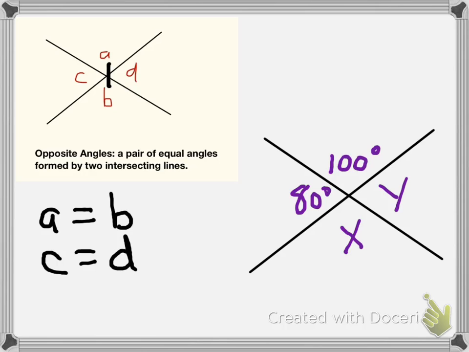Now I'd like you to try to use that principle, angle relationship principle, and determine the value of X and Y. Hopefully you've had a chance to do that, and you can see here that X is opposite of 100 degrees, so that gives it a value of 100. And also we know that Y is opposite of 80 degrees, so that must make that value 80 degrees.